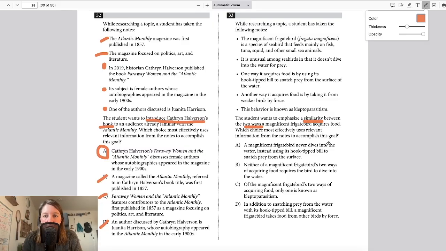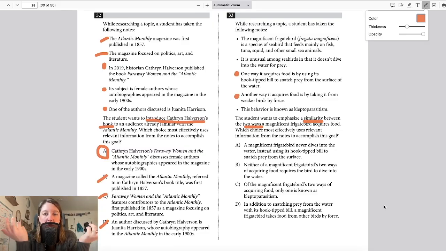So it says the magnificent frigate bird is a species of seabird that feeds mainly on fish, tuna, squid, and other small sea animals. It's unusual among seabirds in that it doesn't dive into the water for prey. One way it acquires food is by using its hook-tip bill to snatch prey from the surface of the water, so that's one. Another way it acquires food is by taking it from weaker birds by force, so that's two. This behavior is known as kleptoparasitism. Sure, that's fine. Let's look at the answer choices.